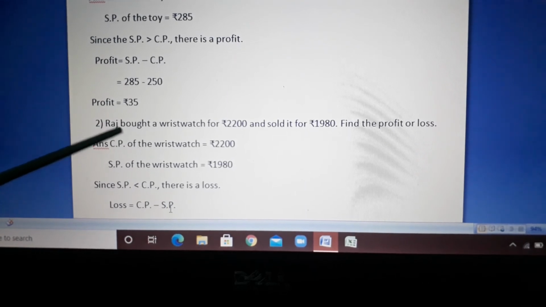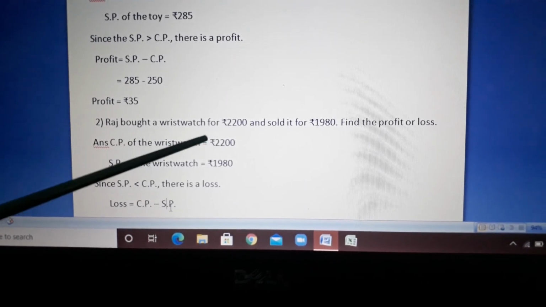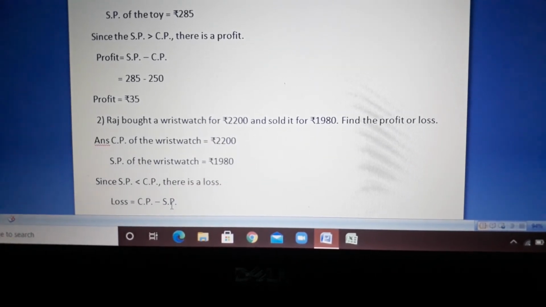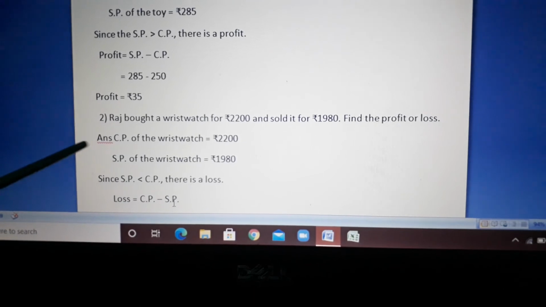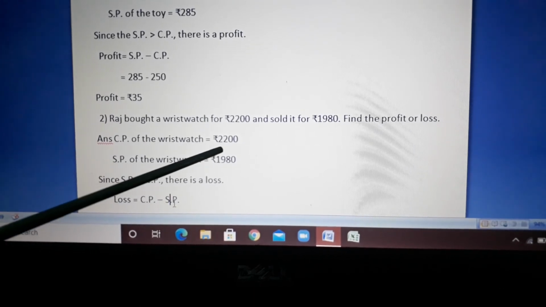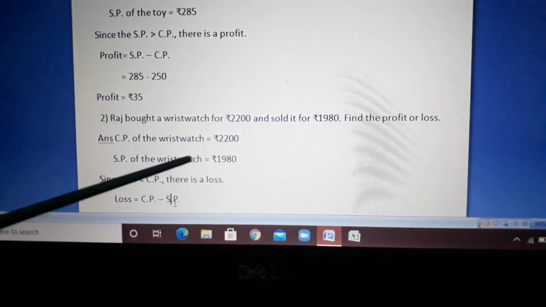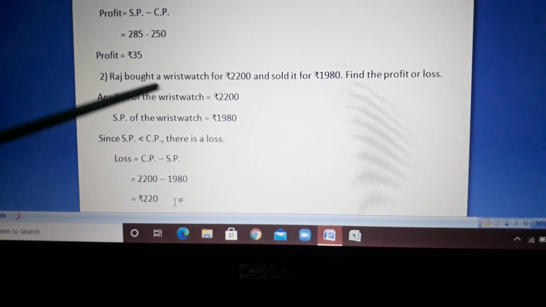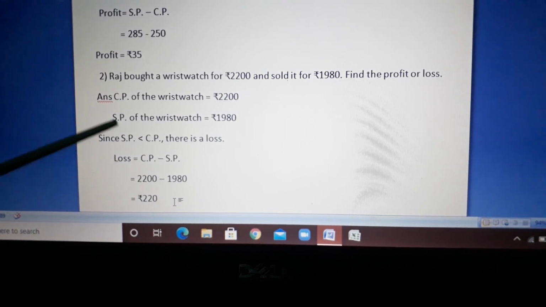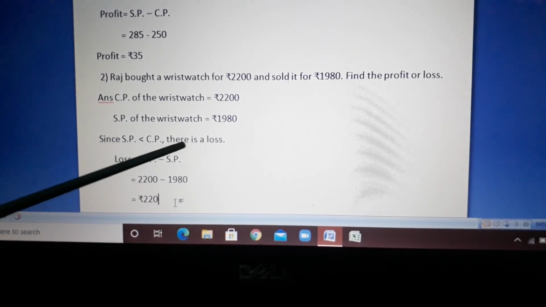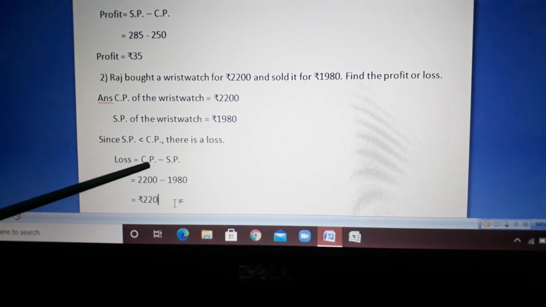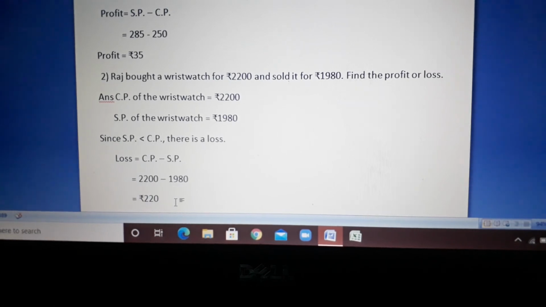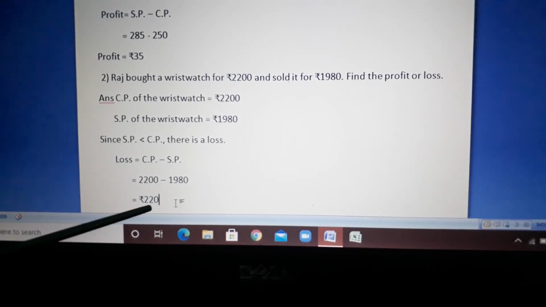Let us see the second example. Raj bought a wristwatch for rupees 2200 and sold it for rupees 1980. Find the profit or loss. Now here the cost price of the wristwatch is rupees 2200 and the selling price of the wristwatch is 1980. So selling price is less than cost price. So we get a loss. Selling price, if it is less than cost price, there is a loss. So loss is equal to cost price minus selling price. 2200 minus 1980, we get rupees 220.